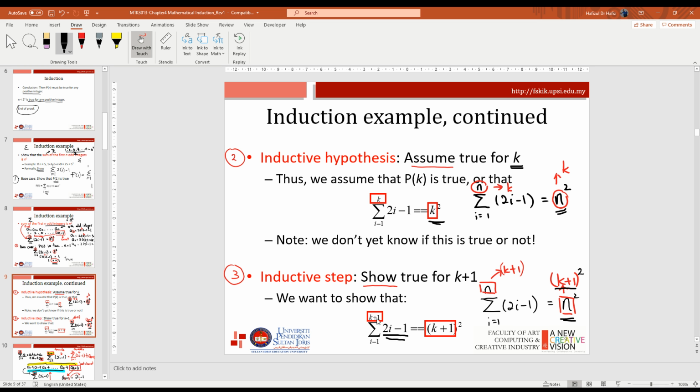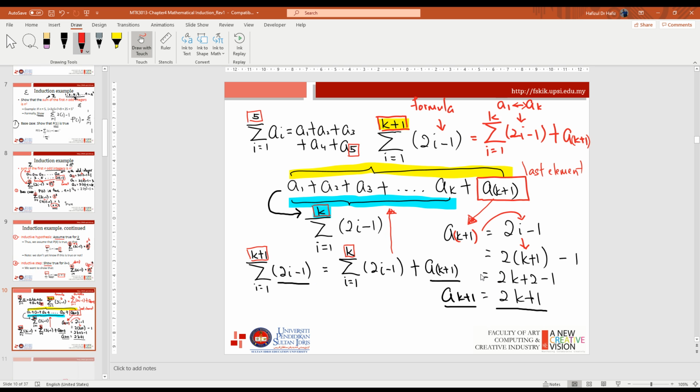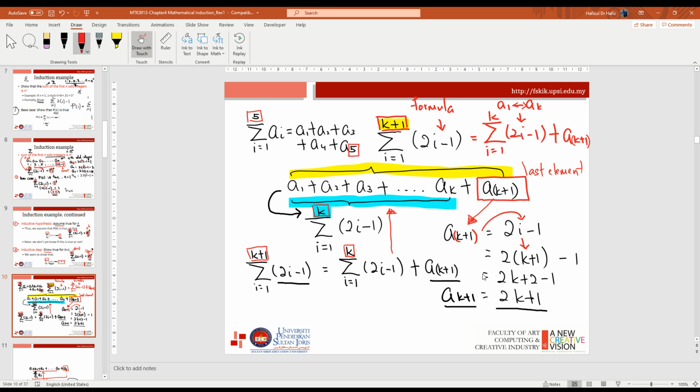So we replace the total sum of k plus 1, i equals 1, of 2i minus 1 is equivalent to k plus 1 to the power of 2, because we replace n with k plus 1 here. Can or not? Can or not? All of it. This one we just replace. We just replace the n.